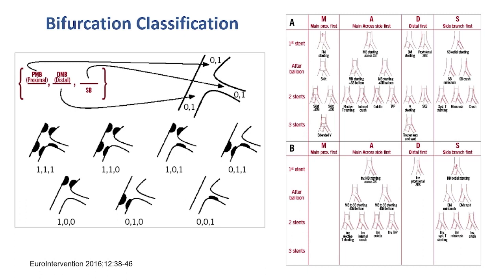Is that all bifurcations are not equal. And the importance of that is because the treatment that we are going to do and how we are going to approach this is going to be different. So there are several types of classification of this, but we have this one that is the easiest of all.